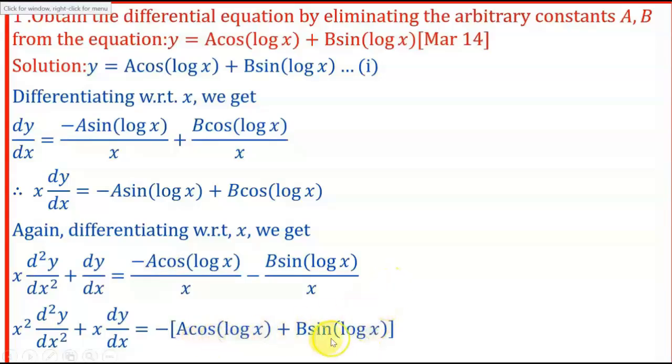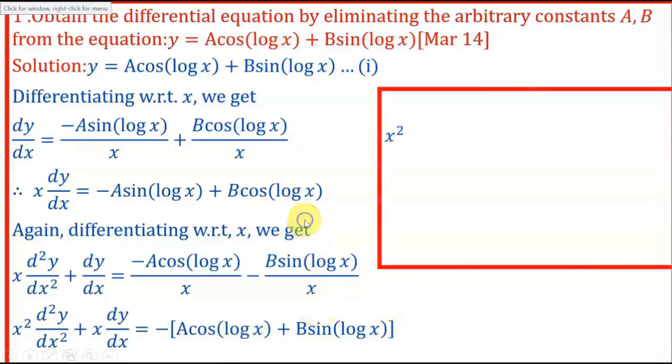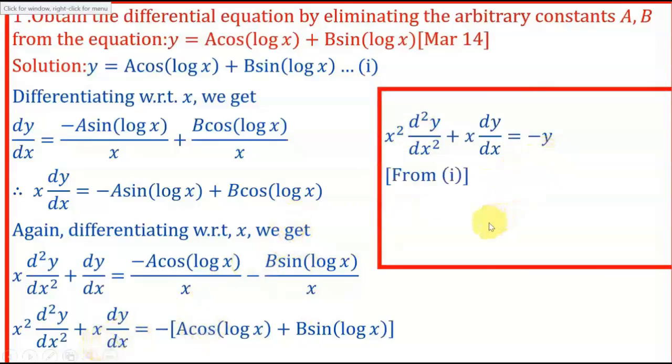Okay, but what is this? This is nothing but y, and hence x squared d2y/dx squared plus x into dy/dx is equal to minus y. Okay, and hence the final differential equation is x squared d2y/dx squared plus x dy/dx plus y is equal to 0. This is the required differential equation.